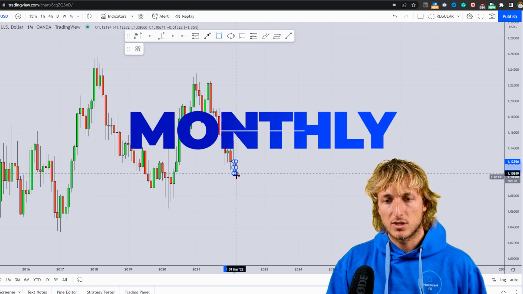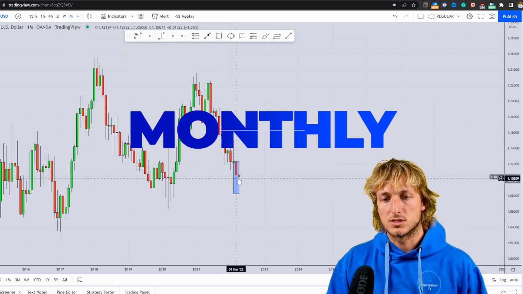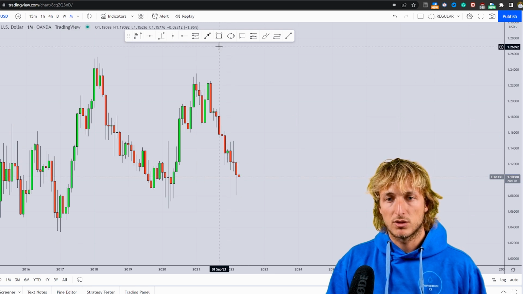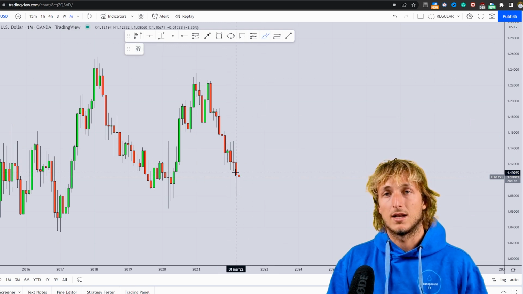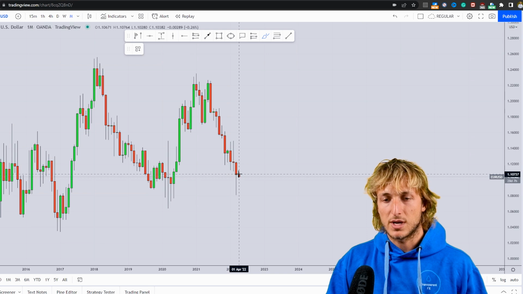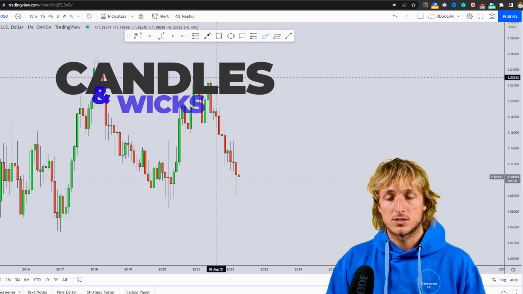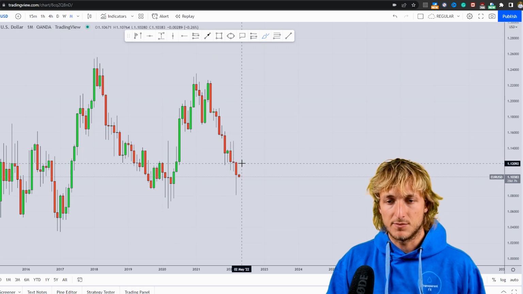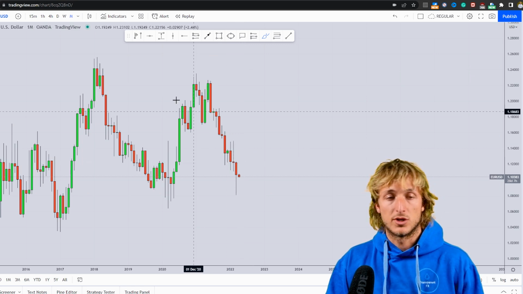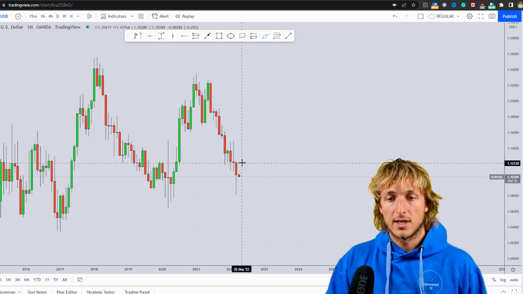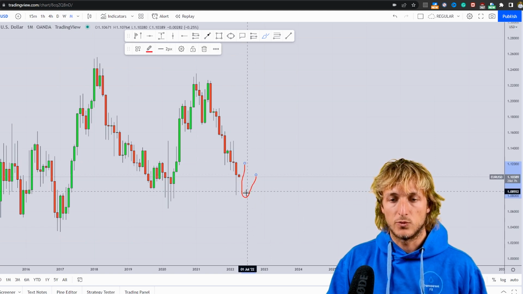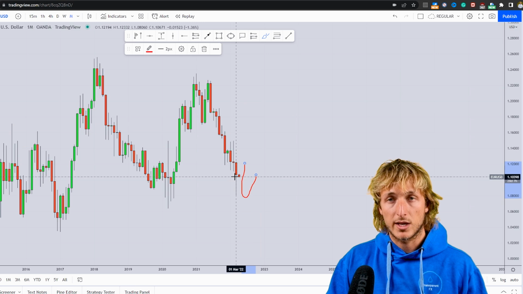Now, starting from the monthly, we can see how the market has just created this candle here. Now, when you see a candle like this with a very long wick and a red body, what you usually expect is for the next candle to fill in the wick. Now, why is that? Because if you have a candle like this, it means that on the lower time frames, for example, on the weekly, you will have an impulse and a correction, in which the correction is exactly the wick that we see here on the monthly time frame.